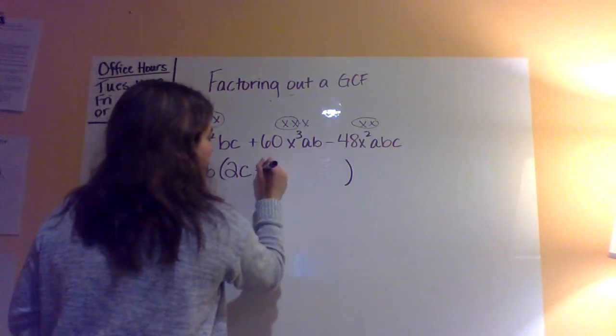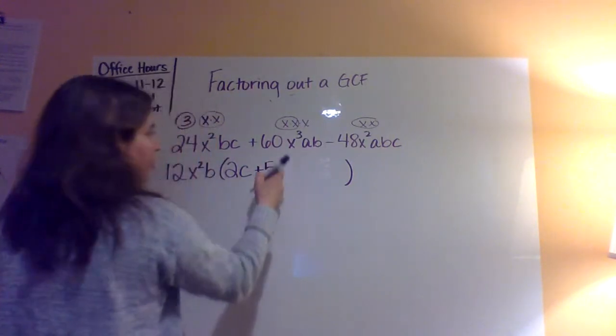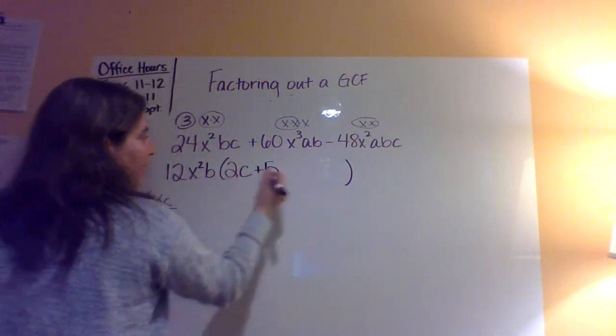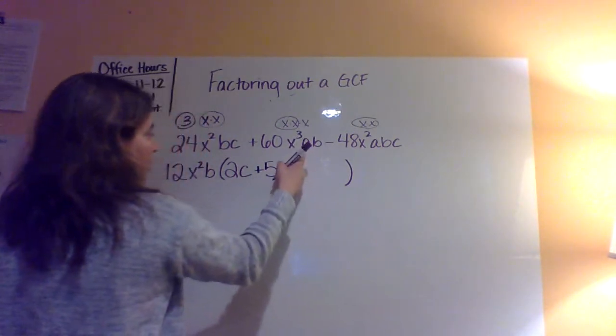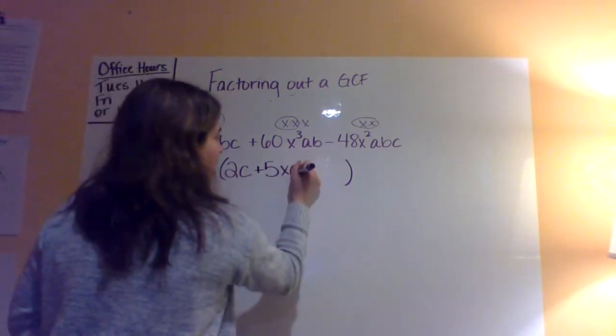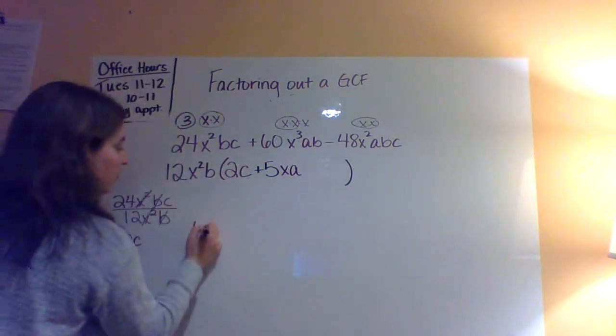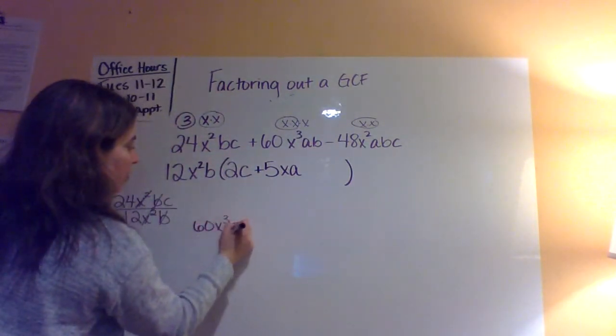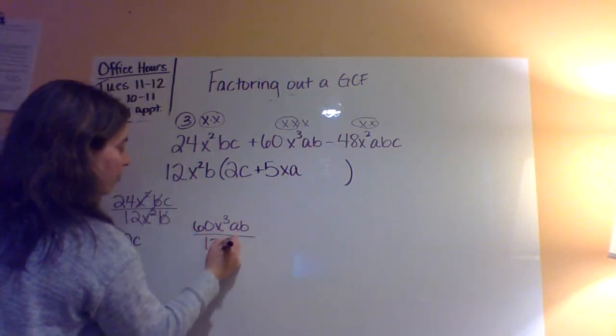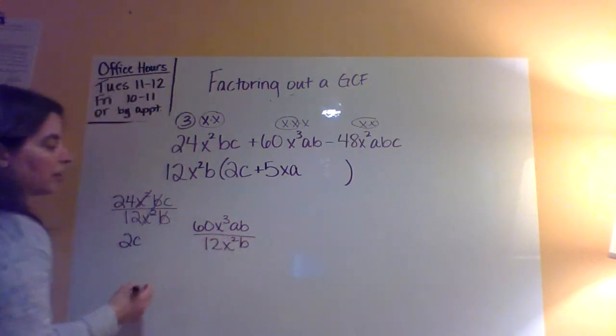Okay, here, 60 divided by 12 is going to be 5. X cubed, I take out x squared, I have x left. A didn't get taken out at all. B got canceled out. Again, if you're not sure what we're seeing there, you can always write it out like this, and I would encourage it if you need to, especially for the trickier ones.